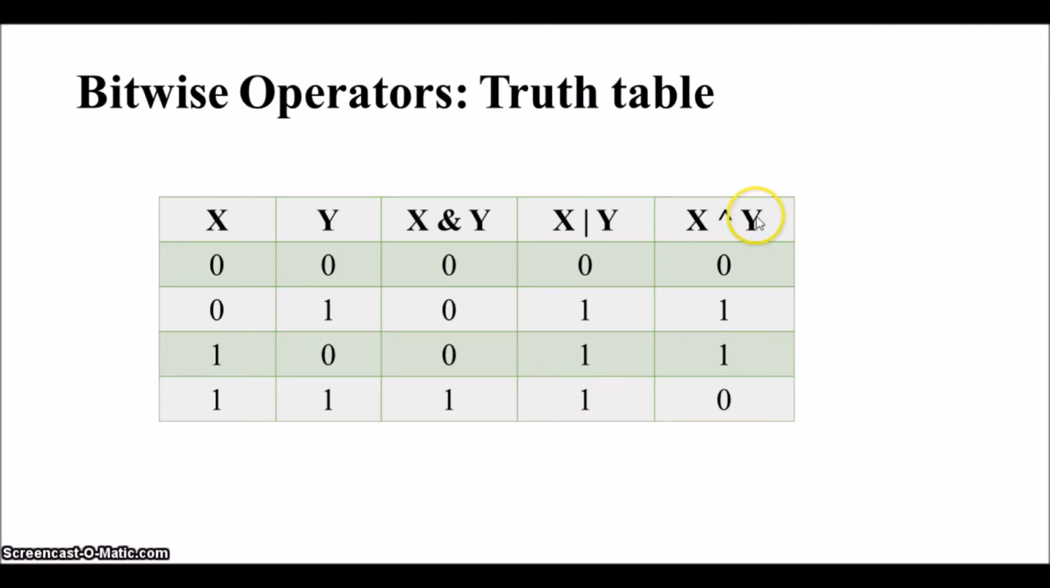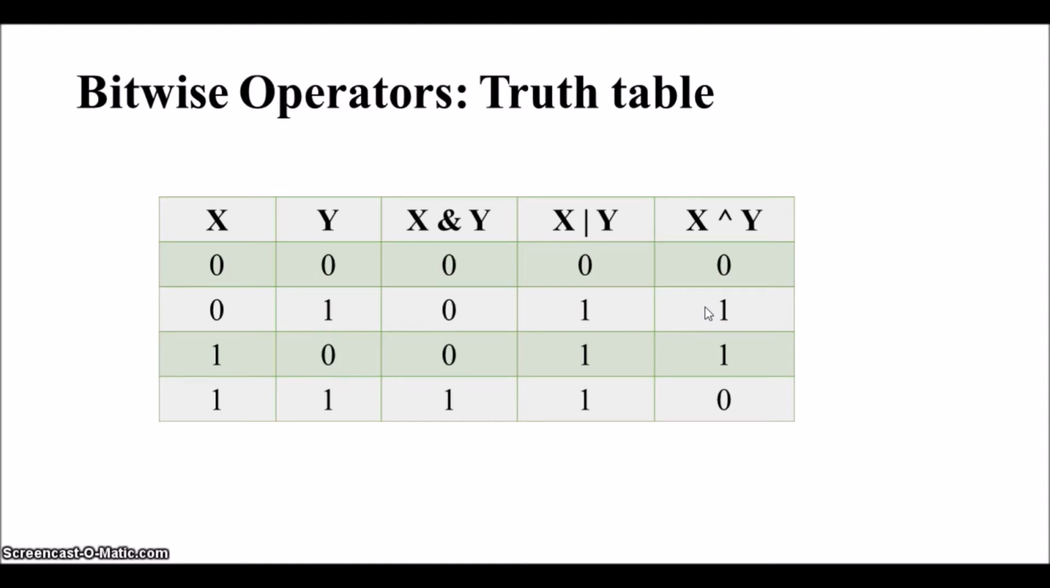Coming to bitwise exclusive OR. Bitwise exclusive OR results into 0 when both the bits are the same. That is, when both the bits are 0 or both the bits are 1, then exclusive OR will result into 0. Exclusive OR results into 1 when both the bits are different. That is 0, 1 or 1, 0. When both the bits are different, exclusive OR results into 1.